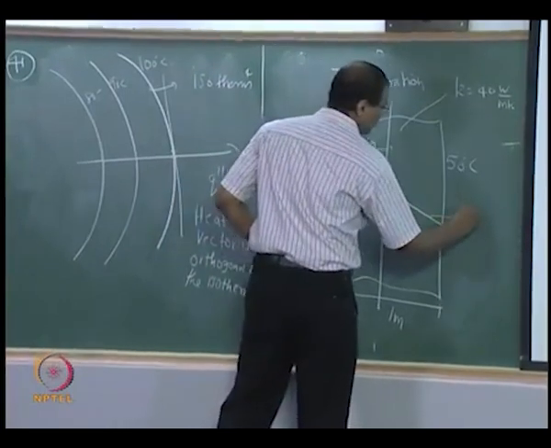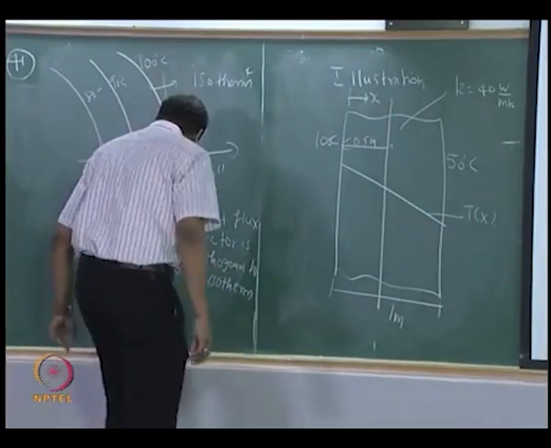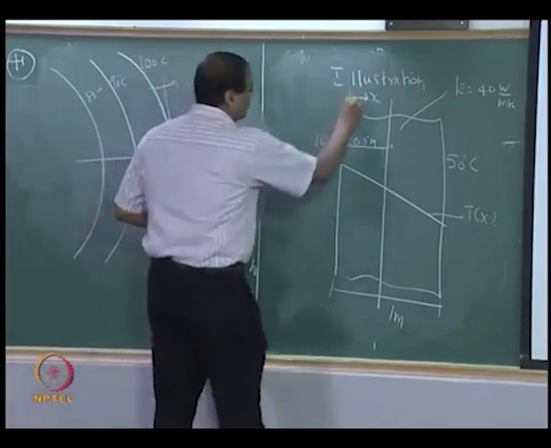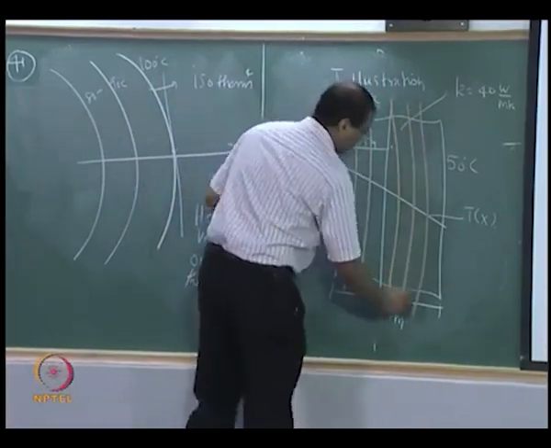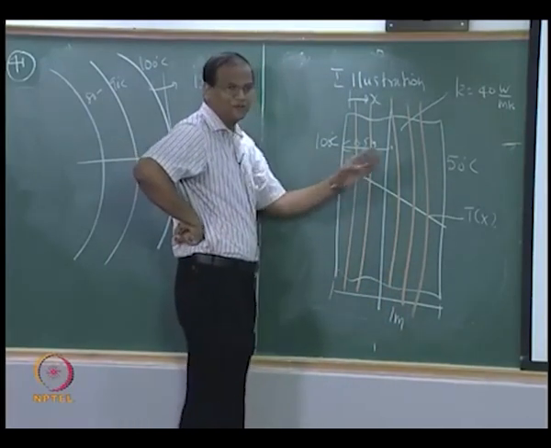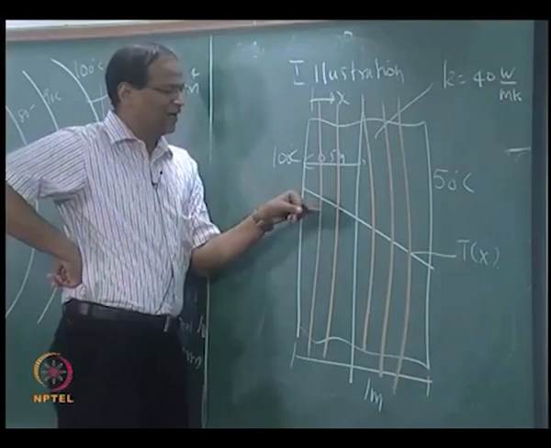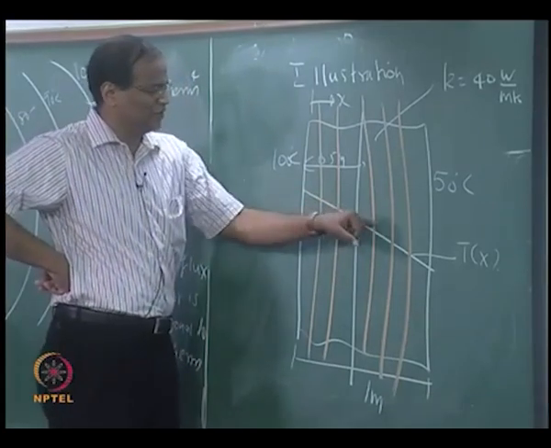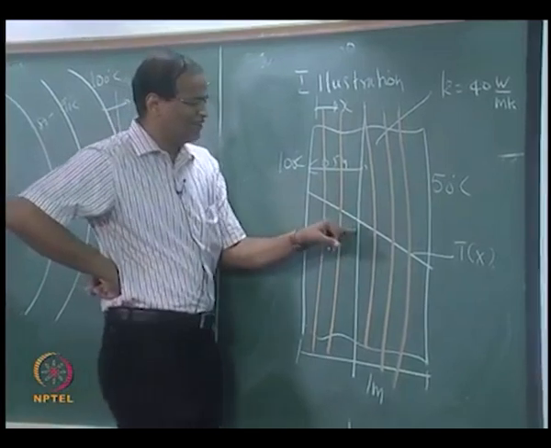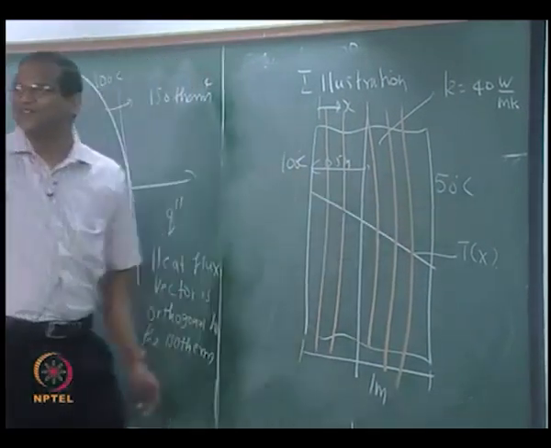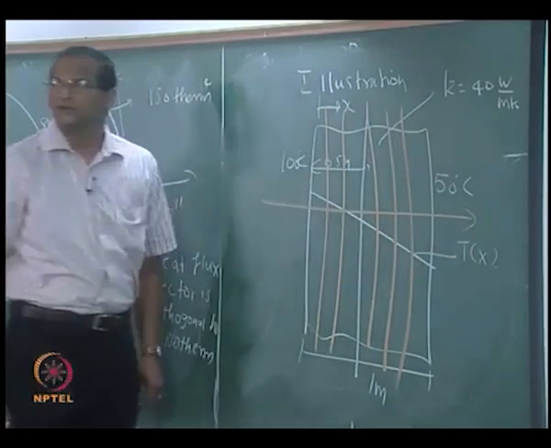So this will be T of x. Isotherms are like this, it is not properly drawn, everything should be vertical. So this is the 100 degree isotherm, then 90, 80, 75, 65, 60, 55, so it should be like this. So the heat flux vector is orthogonal to the isotherm.